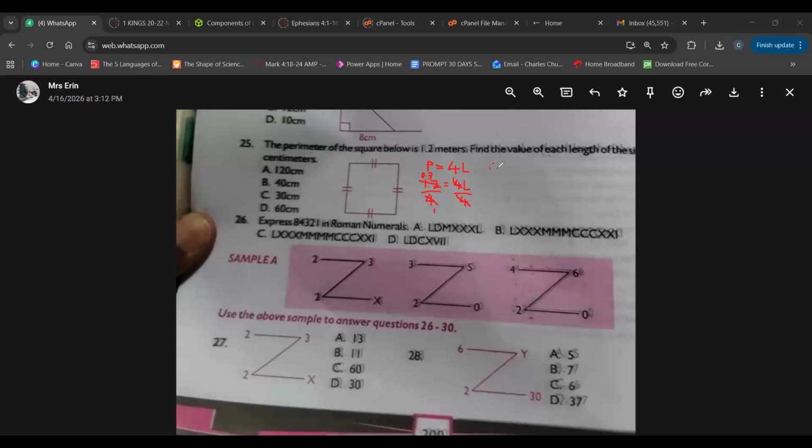So what's our final answer? L will be equal to what? 0 point... Yes, thank you for reminding us that it's in centimeters. So it's 0.3 meters. But by the time we convert it to centimeters, what will it become? 30 centimeters.